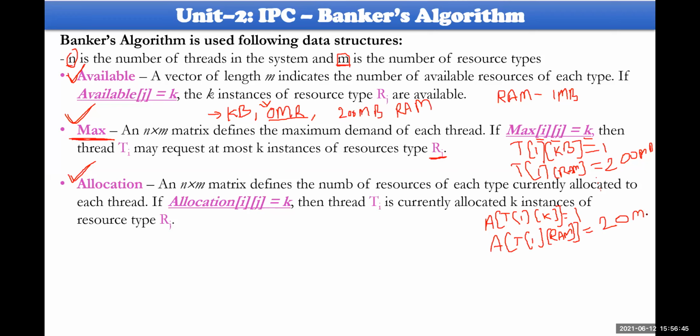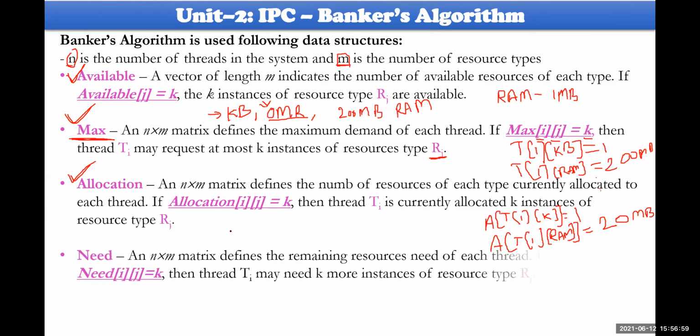Already 20 MB is allocated. How much is still more required? 180 MB is still required. So these two have been allocated to your thread. That allocation will always be maintained using one data structure, that is allocation. And then need. The maximum number of things will be this much. Already allocated this much, so how many more are you required? So I am required for my thread.